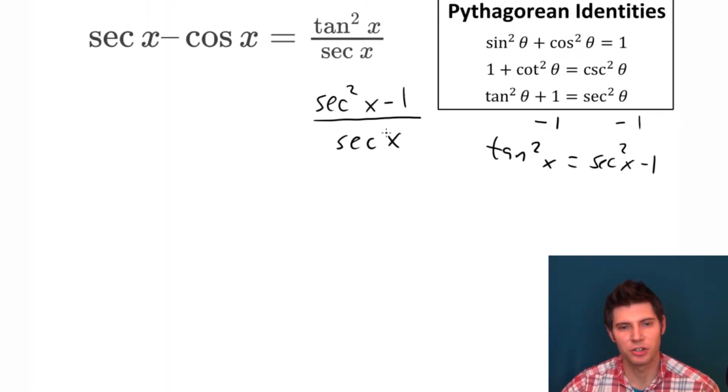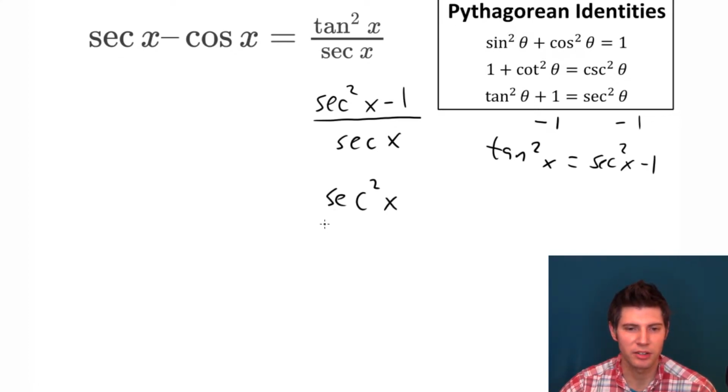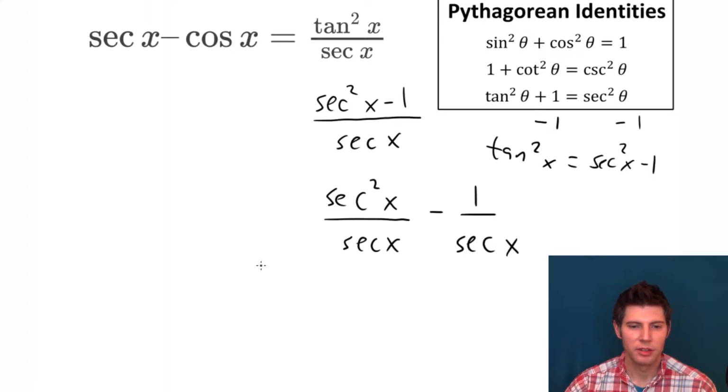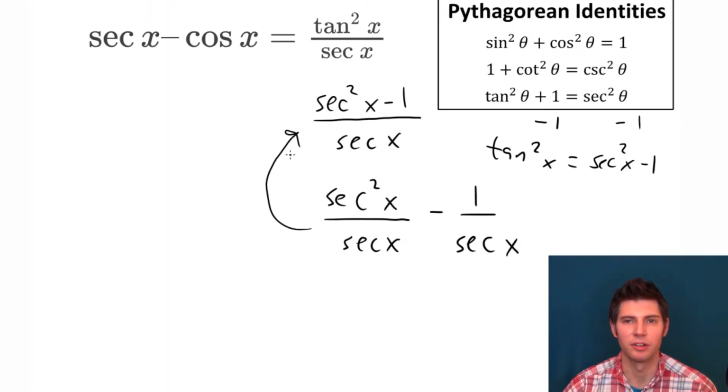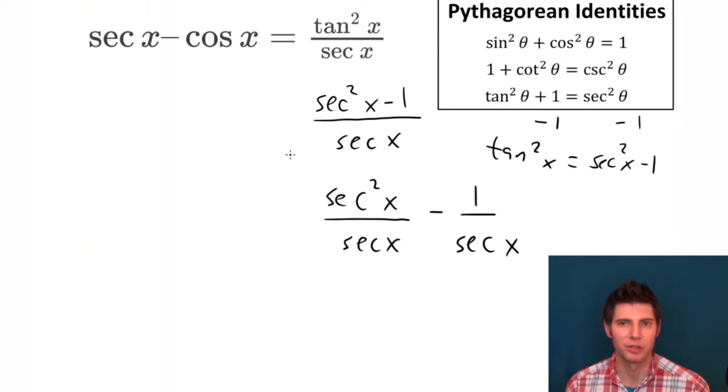I have a single term on the right-hand side, this one fraction, but I have two terms on the left-hand side. I'm able to split this into two terms. I can rewrite this as secant squared x over secant x minus 1 over secant x. The idea there, if you're going backwards, this is having a common denominator, which would bring you back up to a single fraction. We're just doing the backward step of that.